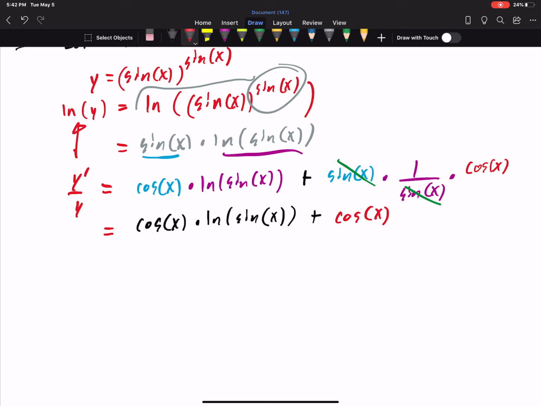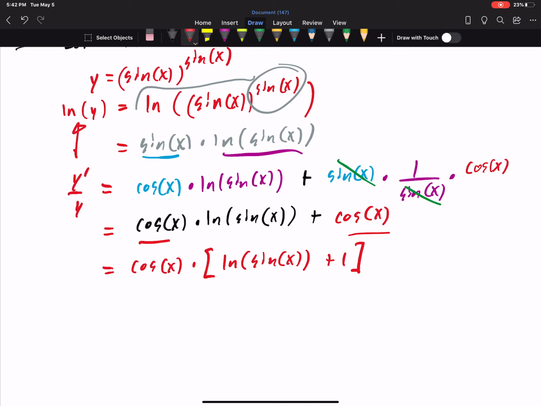There we go. Hey, notice I can also factor out a cosine of x, because I have a cosine of x in both terms. Let's pull that out too. So we have cosine of x times everything that's left behind. So we have natural log of sine of x plus 1. There we go. So I've simplified this as much as I possibly could, factored some stuff off just for the sake of neatness.